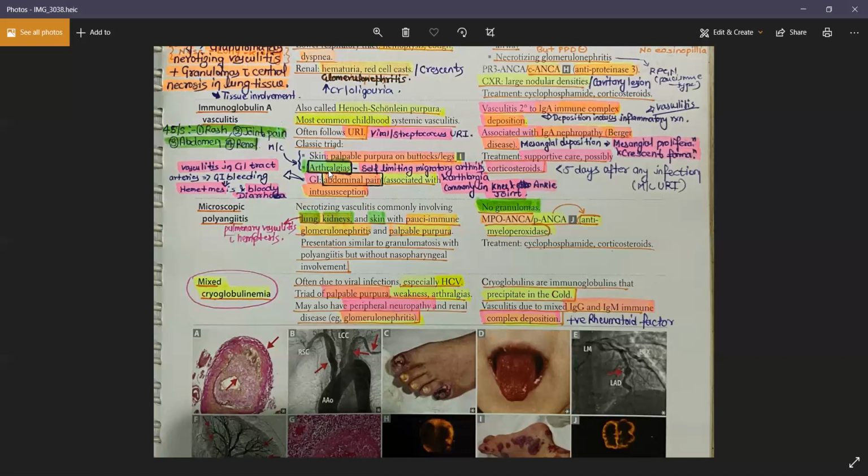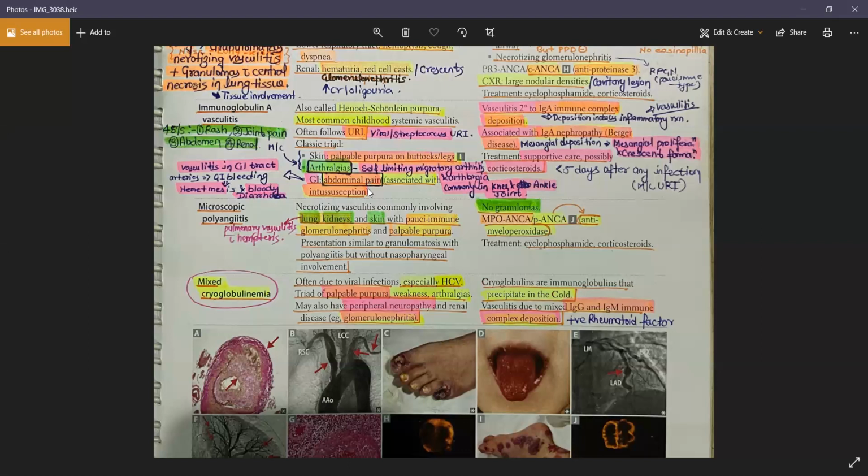In the joints, you will get multiple joint pains. Third will be the GI involvement. You will get abdominal pain, and you can even get intussusception. So it would be a very acute type of abdominal pain. And the fourth thing is renal involvement. So one is the rash, second is the joint, third is the abdomen, and fourth is the renal. If these four organs are involved along with this infection history, that means it is IgA vasculitis.